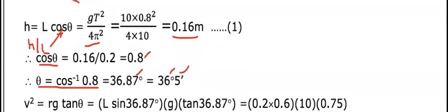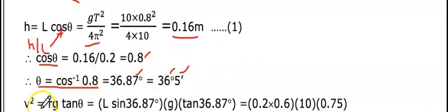Now what is cos theta? Cos theta will be h upon L, the adjacent upon hypotenuse according to the pendulum here. So cos theta will be 0.16 upon 0.2, that is 0.8. Next, theta will be cos inverse of 0.8. You can use a log table and get the answer, 36.87 degrees. Converting 0.87 degrees into minutes, that will be 36 degrees 52 minutes.